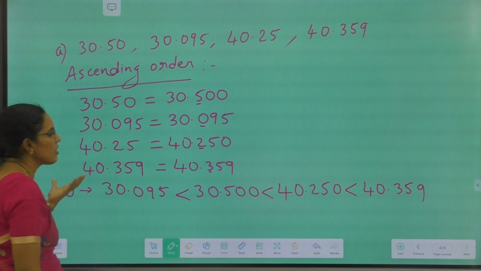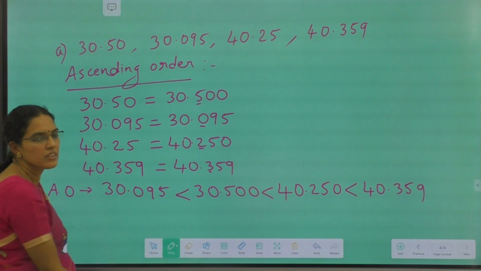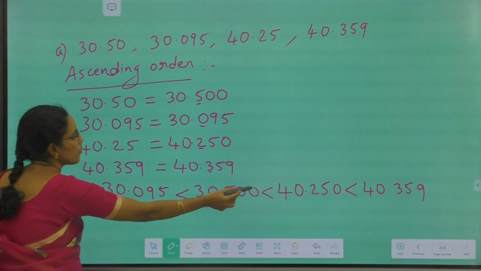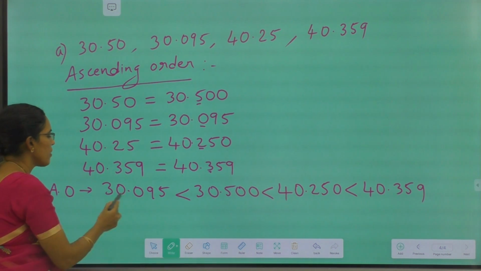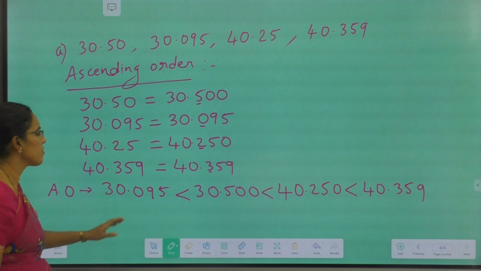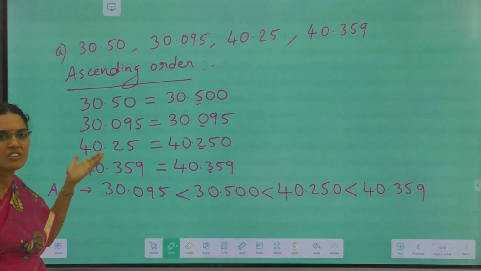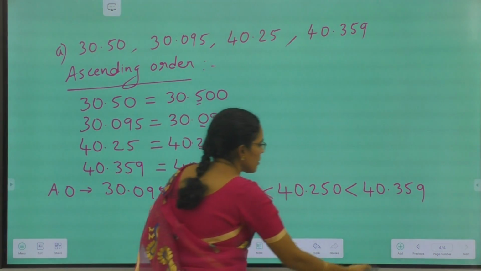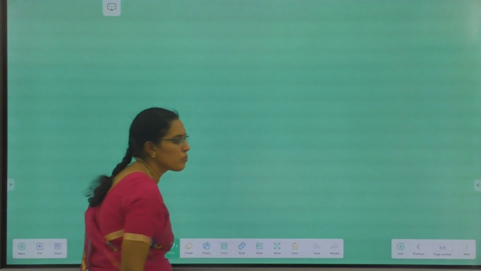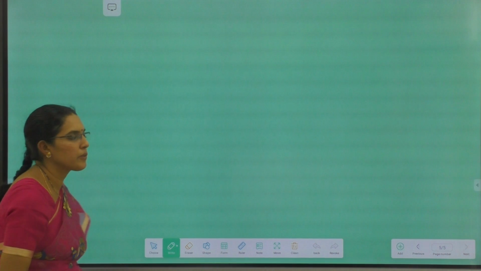If it is descending order, it is the reverse. First 40.359, then 40.250, then 30.500, finally we write 30.095. In this way we arrange the decimals in ascending and descending order. Okay, then next we will see how to mark decimals on the number line.